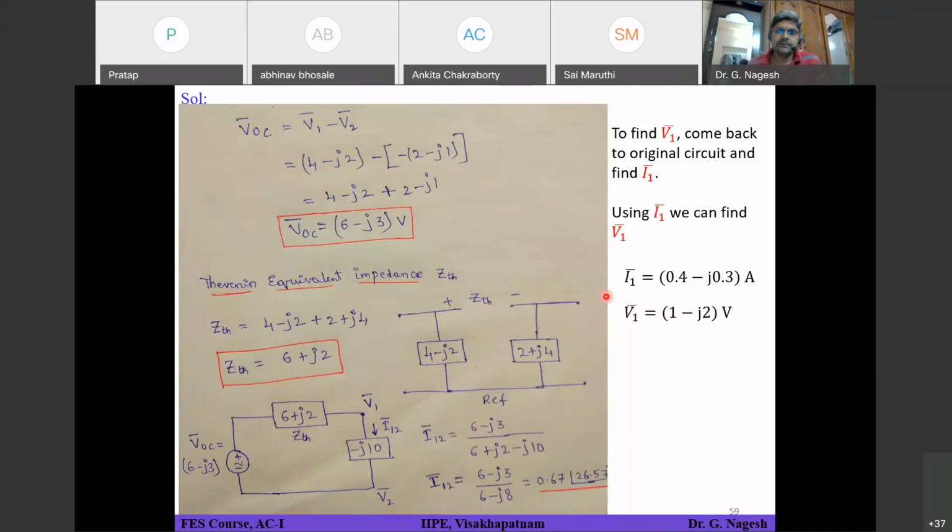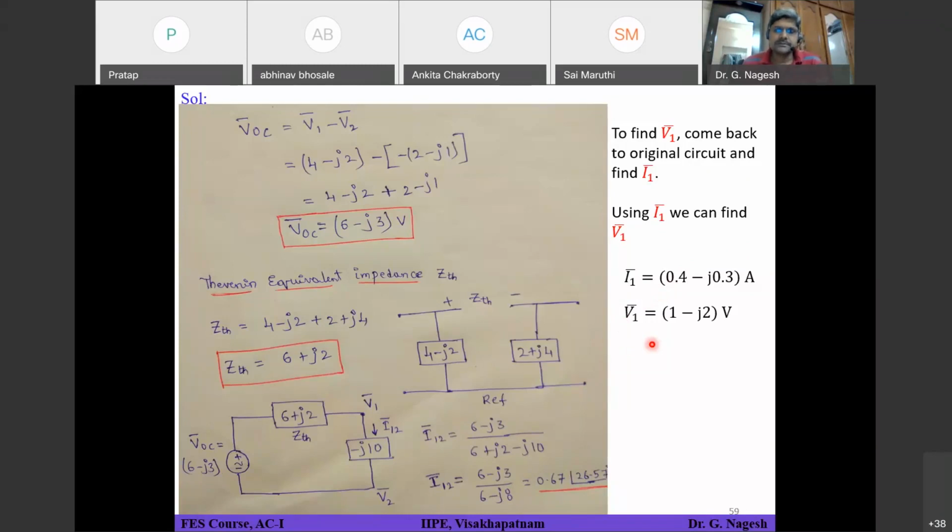Up to this point you may be fine, but finding current I1: to find I1, you have to apply KCL. You know the source current, 1 at an angle of 0 degrees, and I12 is the one we have calculated, 0.67 at an angle of 26.5. If you simply apply KCL at node 1, you can calculate I1. Once you know I1 and you know the impedance, multiply those two to get the voltage V1 at node 1 with respect to reference. That's what we have discussed.